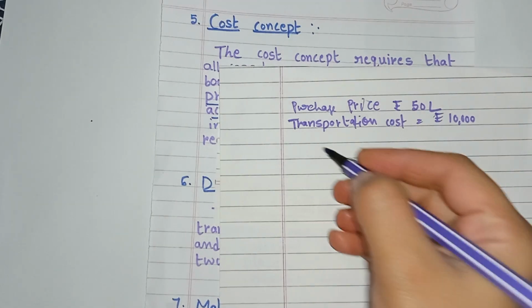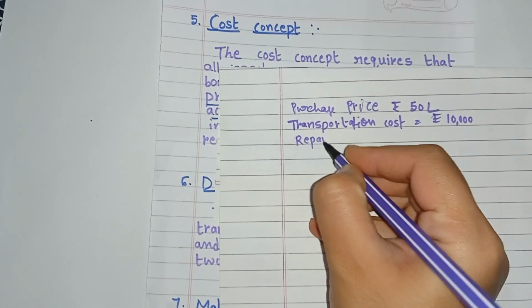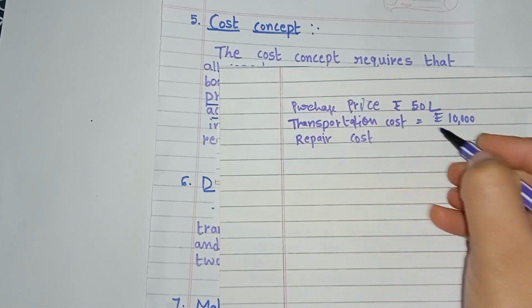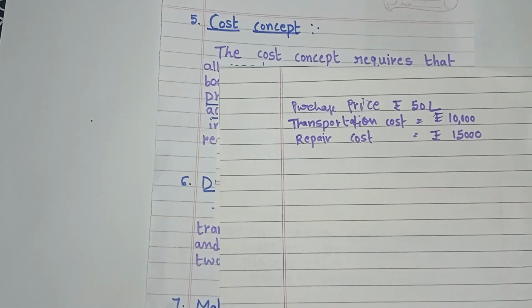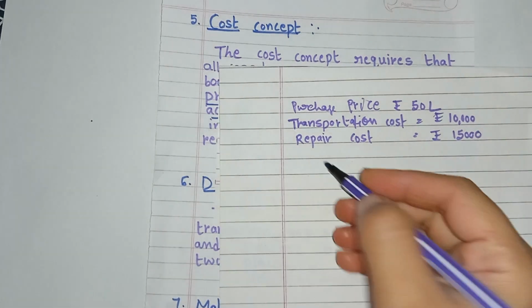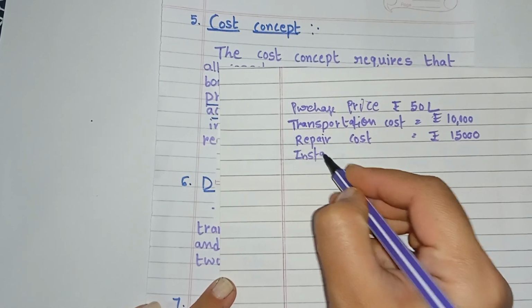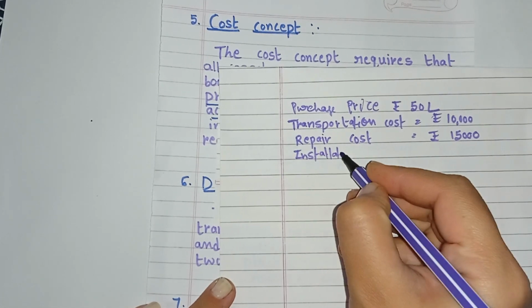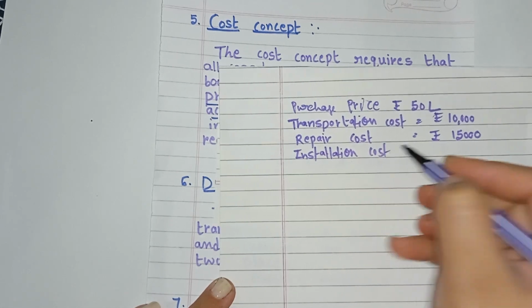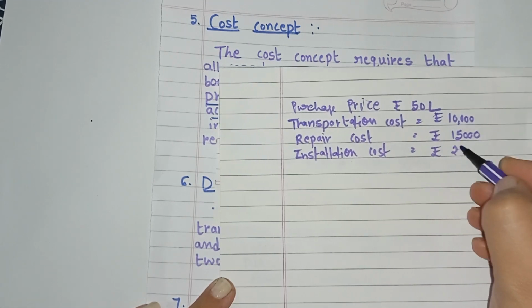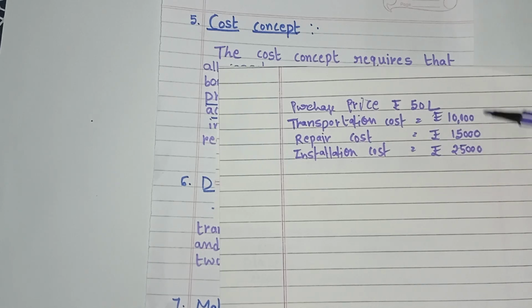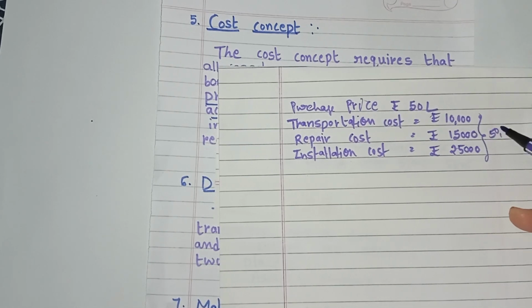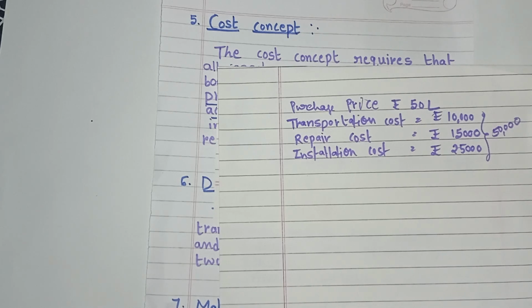So the repair cost is rupees 15,000, and rupees 25,000 on its installation. So installation cost is rupees 25,000. These total extra costs come to 50,000.